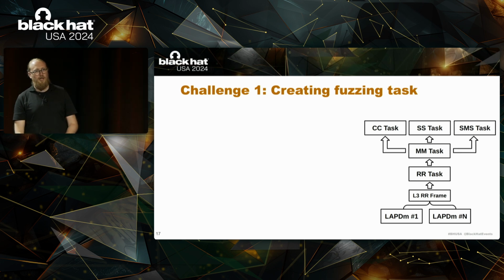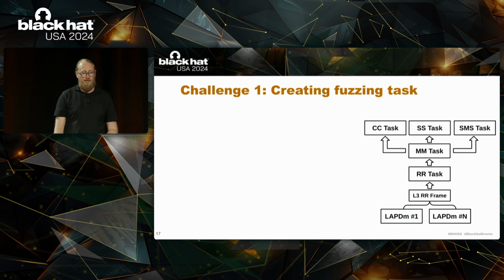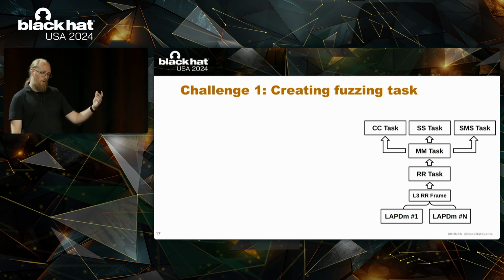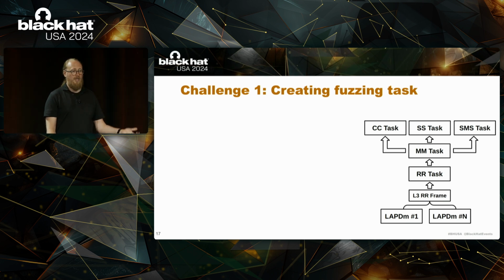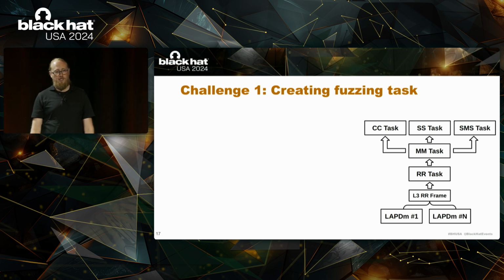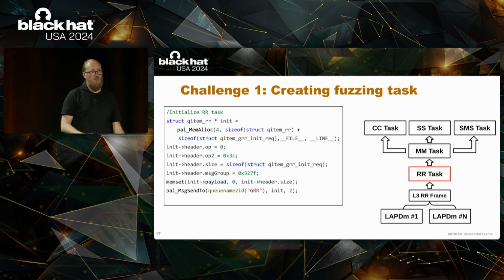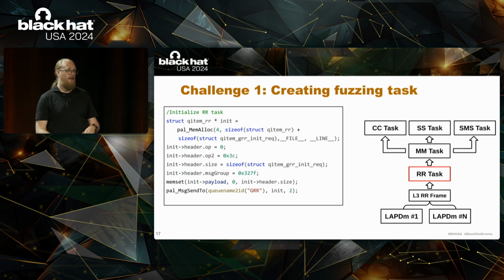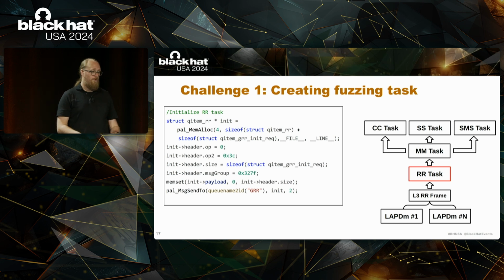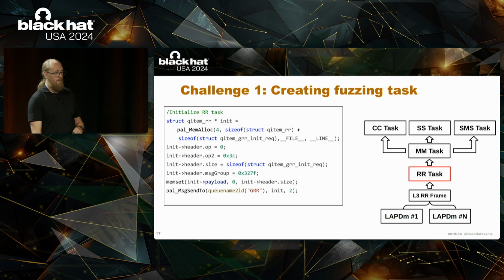So let's start looking into challenge number 1, creating the fuzzing task. As said before, our goal is to start fuzzing from the LabDM task, so layer 2, and have our fuzzing input traverse the full cellular stack upwards from there. For doing so, we need to initialize all tasks on the way. This involves reverse engineering, because we need to find magic constants, like here the header operation 2, or the message group, to make sure that the tasks we want to initialize actually process the initialization message and are ready to receive further input.